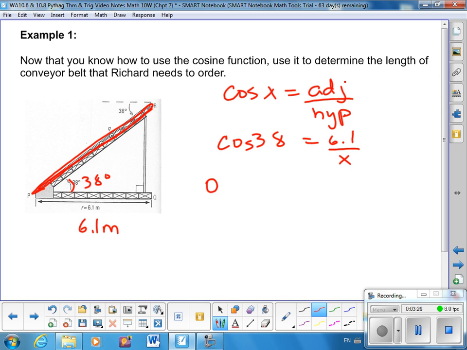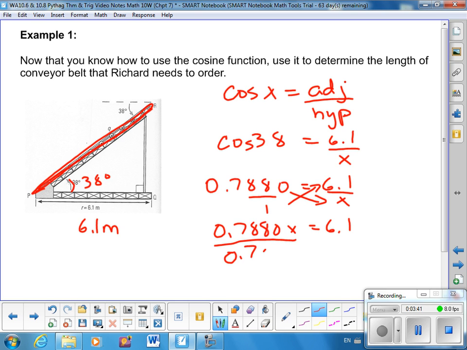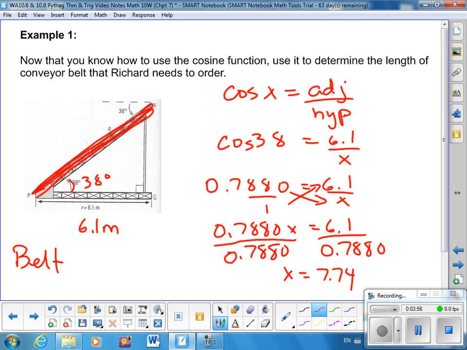So into your calculator, cos of 38 is 0.7880 equals 6.1 over x. Cross multiply, we get 0.7880x equals 6.1. Divide by the decimal to get x by itself, and x equals 7.74. Now that's the length of the hypotenuse. The belt on a conveyor belt actually goes up and back, so the belt is 2 times the length, which equals 15.5 meters of belting. If you were going to replace this belting, you'd need 15.5 meters.